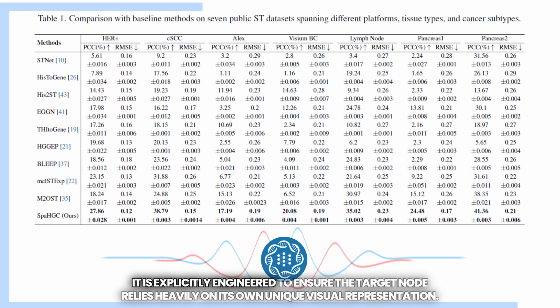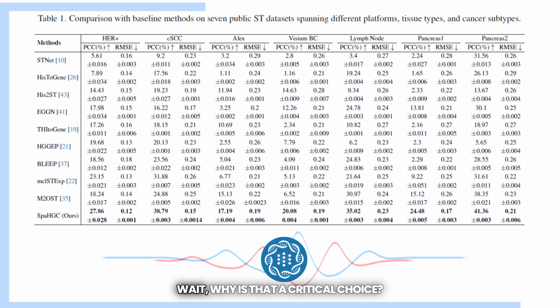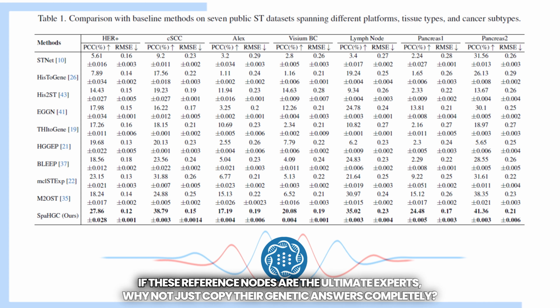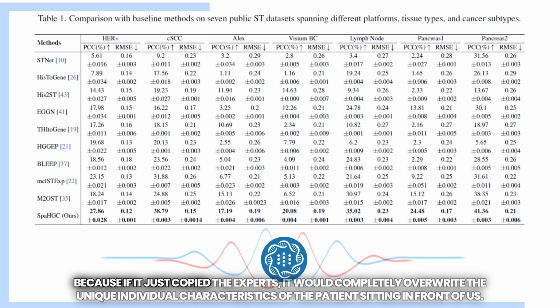It is explicitly engineered to ensure the target node relies heavily on its own unique visual representation. Wait, why is that a critical choice? If these reference nodes are the ultimate experts, why not just copy their genetic answers completely? Because if it just copied the experts, it would completely overwrite the unique individual characteristics of the patient sitting in front of us. Oh, right.